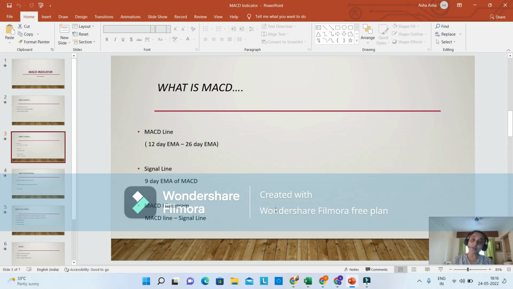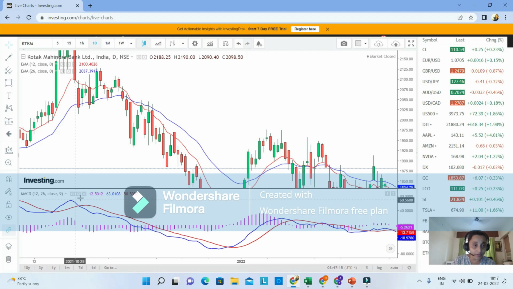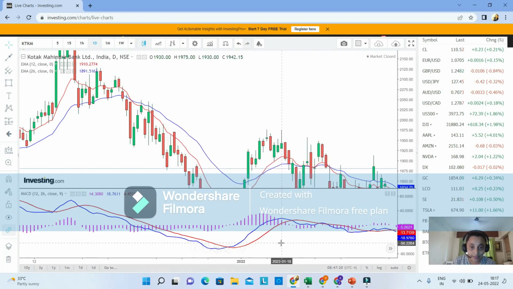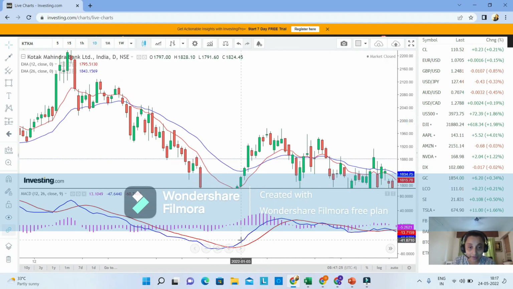Okay. Now let's go to the next component of the MACD indicator, which is called the signal line. Now the signal line is nothing but the 9-day exponential moving average of this MACD, this 12-day minus 26-day. Its 9-day exponential moving average is the signal line. Okay, so if I go back to the chart, this red line, which is a signal line, is nothing but the 9-day moving average of this MACD.